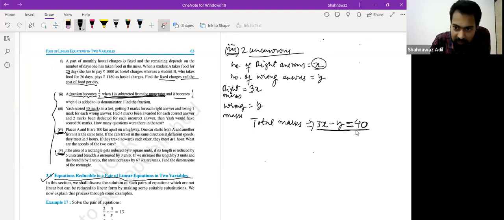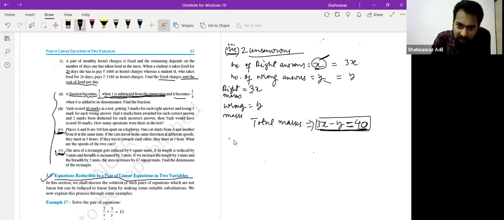Did you understand this part? So he attempted all the questions, but he got X right answers and Y wrong answers. For X right answers, he got 3 marks each, so his total for right answers was 3X. And he got Y wrong answers. So total marks will be the right ones minus the wrong ones. And he obtained 40 marks for the test. So this was the first equation.